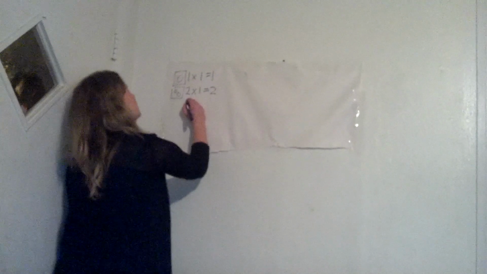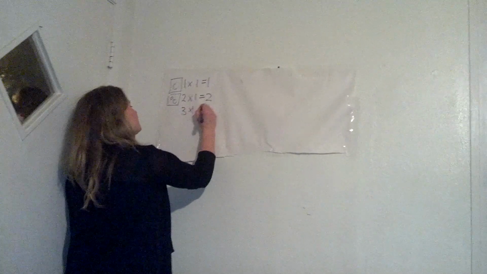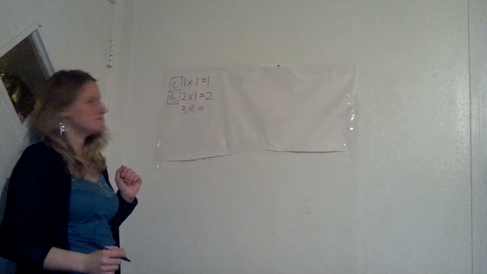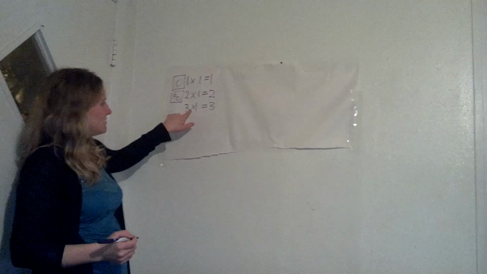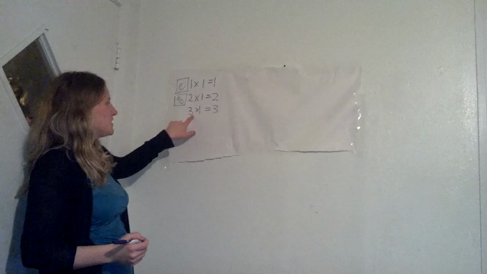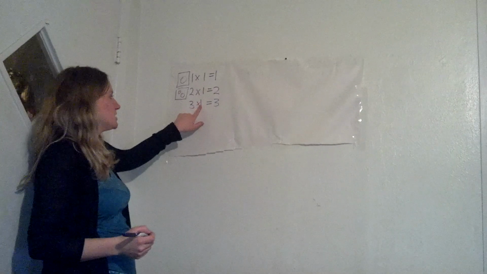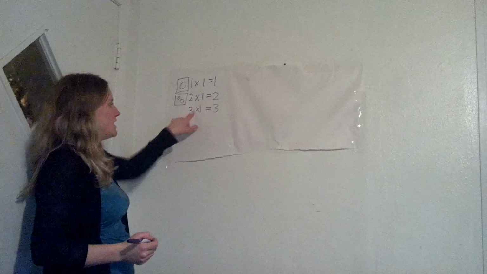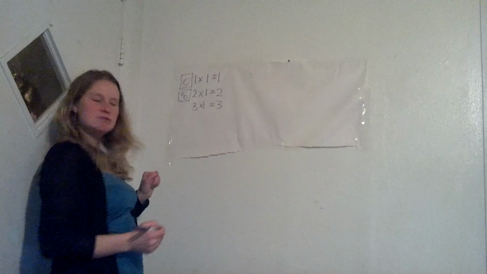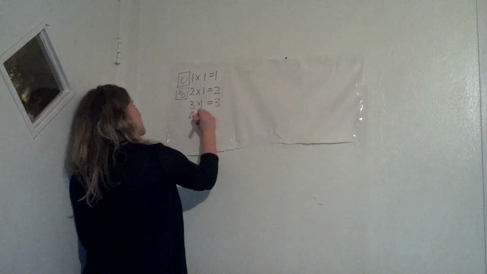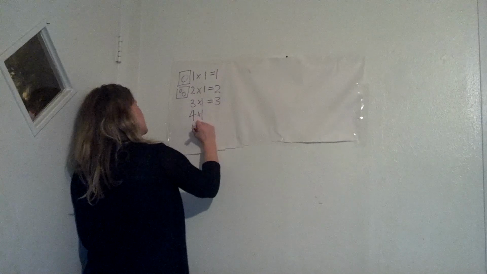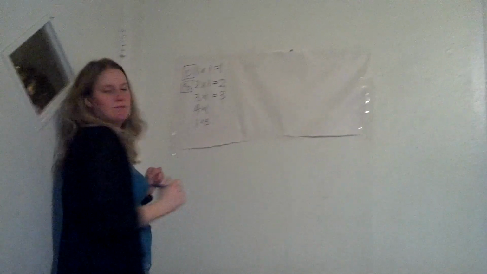So let's say I have 3 times 1. What's my answer going to be? 3, because whatever the second number is, times 1. So we have a 1 here, so we know whatever the other number is, that's what the answer is going to be. Now what if I was to say 4 times 1 and then 1 times 5? What are those answers going to be?